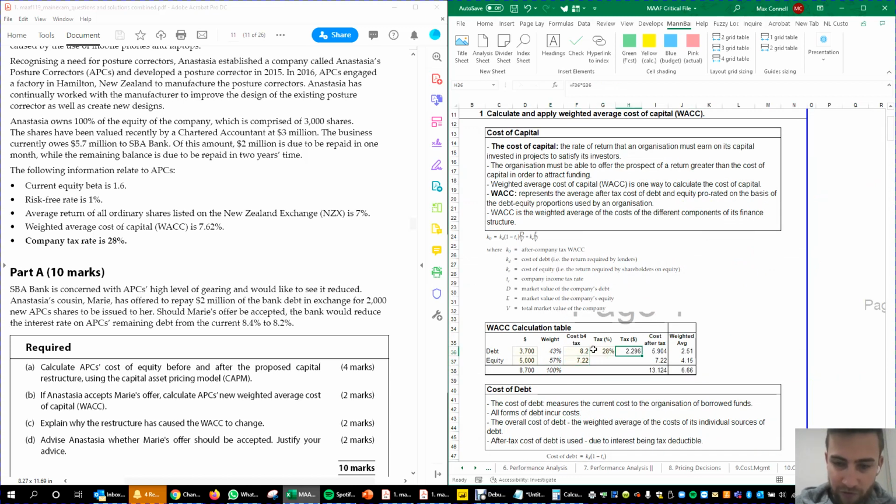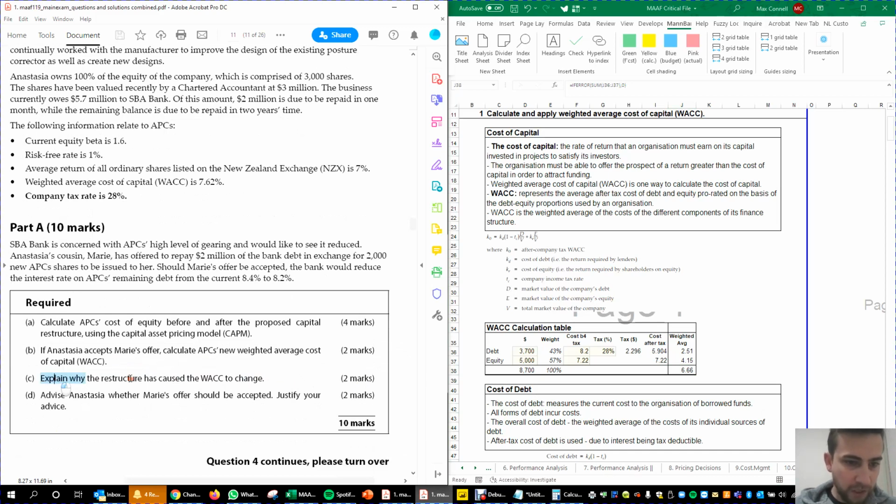The reason that the tax rate only applies to debt is because with equity you don't get any deductions, whereas with debt, interest is a deductible expense, so you actually have to reduce the tax dollar amount. So the cost after tax is actually 5.9%. Equity 7.22%. Therefore, the weighted average is 2.51 for debt. Equity is 4.15. That's basically just timesing the weighting times the cost after tax. The sum of those is 6.66, and that's the weighted average cost of capital. So that's how you answer B.